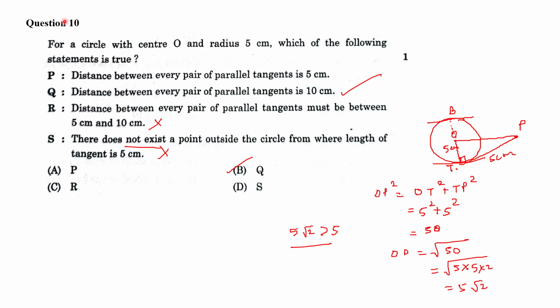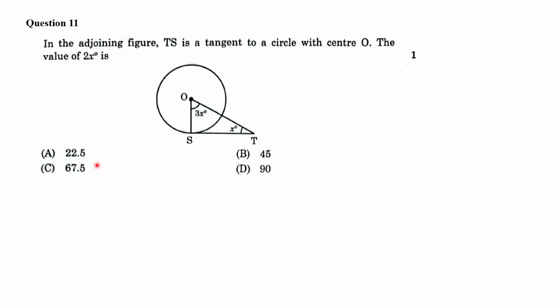Now moving to question number 11. In the adjoining figure, TS is a tangent to a circle with center O. The value of 2x degrees is? We know that the radius is perpendicular to the tangent, so here it is 90 degrees. If I consider triangle OST, 3x degrees plus x degrees plus 90 should be 180, the sum of the three angles. So 3x plus x is 4x degrees equal to 90 degrees.